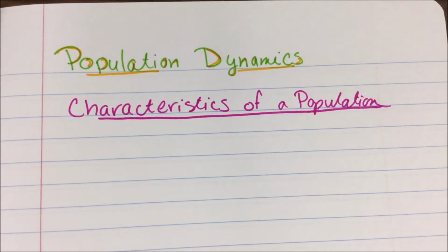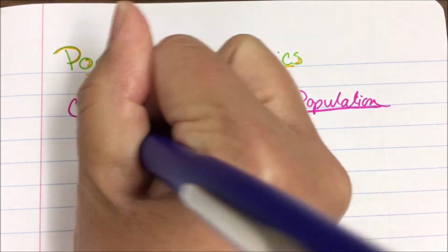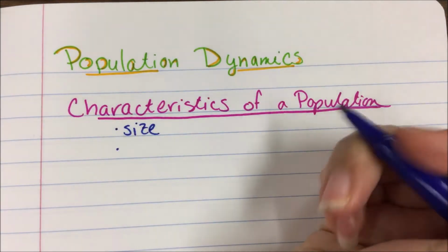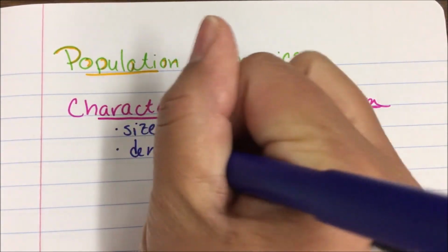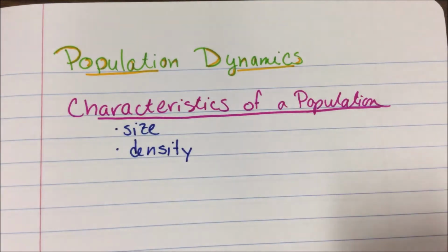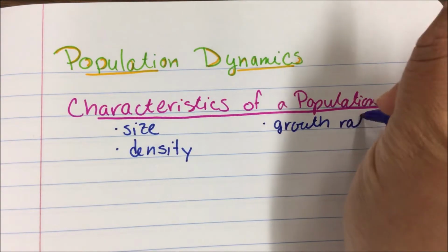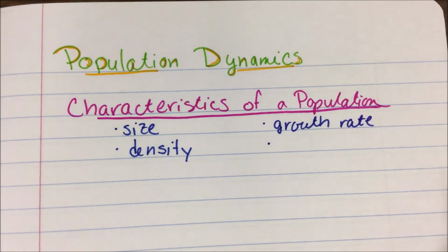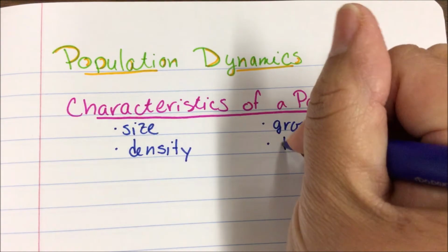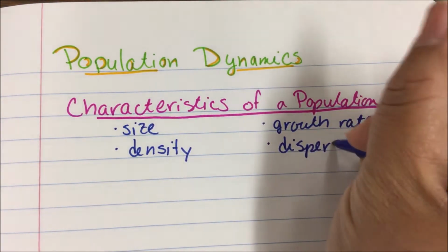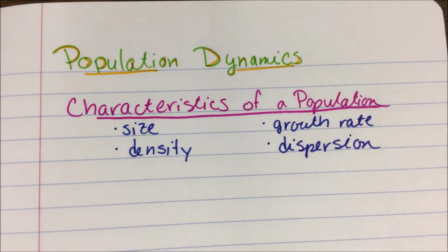Usually if we're looking at a population, we're looking at the size of the population. We're also looking at the density, and if you don't know what that means, we're going to define that a little bit later. We're looking at the growth rate: how quickly or how slowly are those populations growing? And then also the dispersion, something else we're going to talk about later. First, we already know what size is, so I'm not going to address that right now.